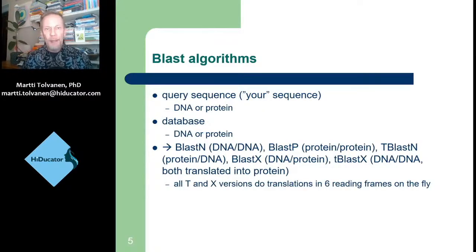The algorithms depend on the database and the query sequence, because you can directly compare proteins to proteins and nucleotide sequences to nucleotide sequences. But if you're doing a crosswise comparison, proteins to DNA, you have to do the translations. And there are a number of translated versions. tBLAST-N has a protein query sequence and a DNA database, in which case your DNA database would be translated on the fly in all 6 reading frames.